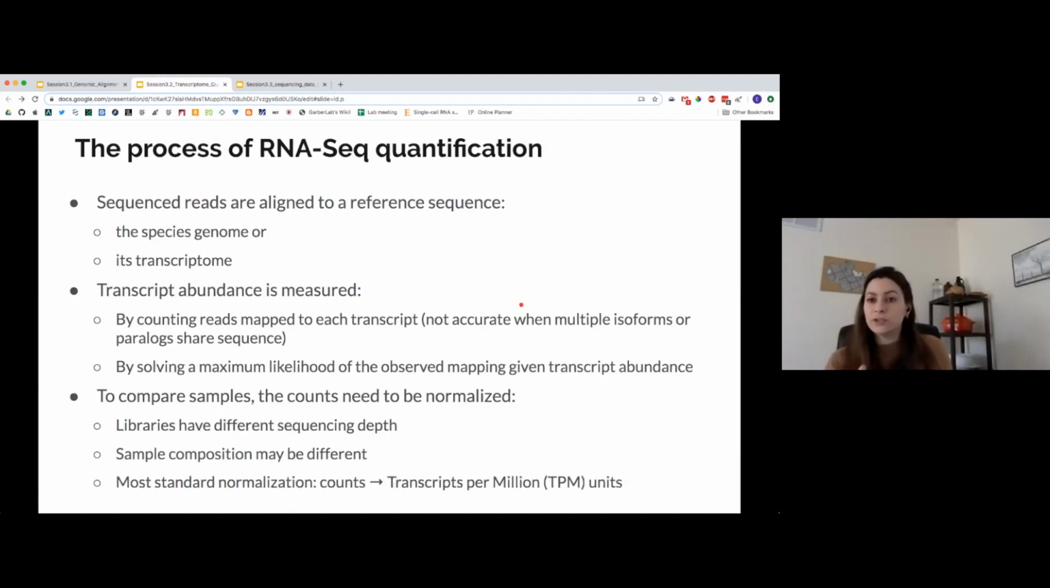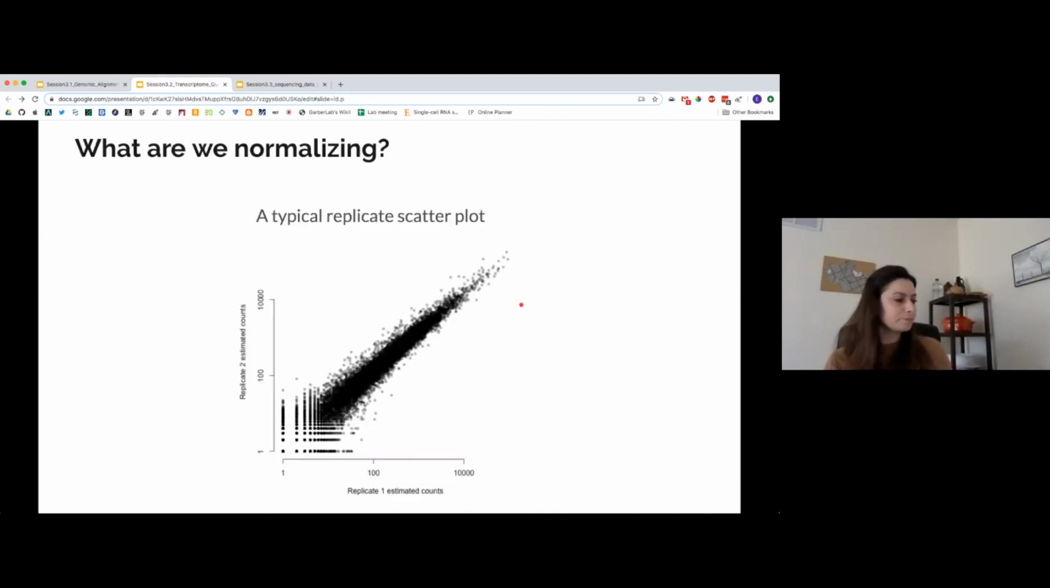So the most standard normalization, which we're not going to go into in this session, we'll leave it for session 6 where we're discussing differential expression and normalization, is transforming the counts you got for each gene into transcripts per million units. And I'll go into it later, but basically you should just know that this measure will take into consideration the transcript length and the sequencing depth, because it's going to put the transcripts into a relative abundance form.